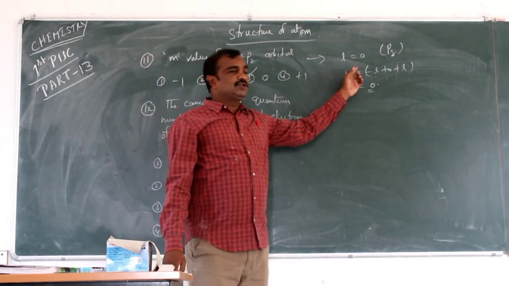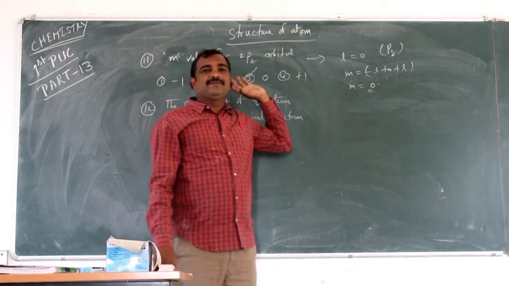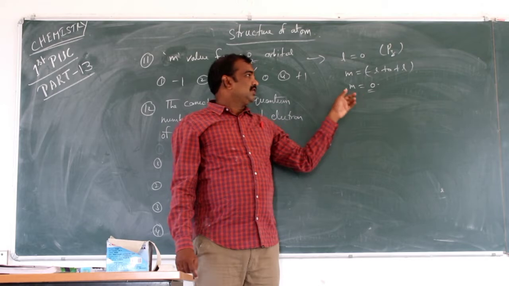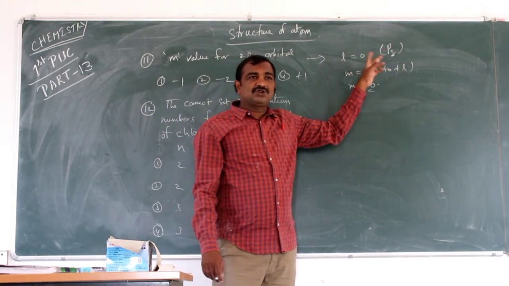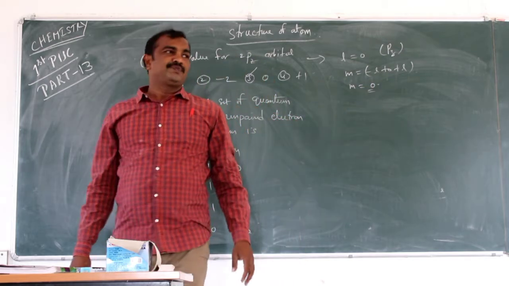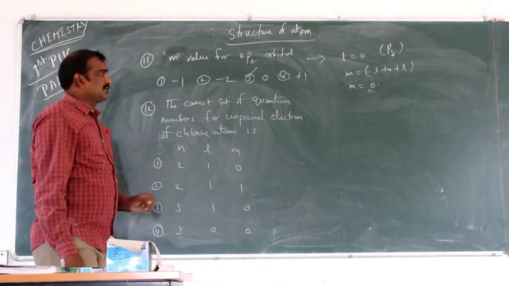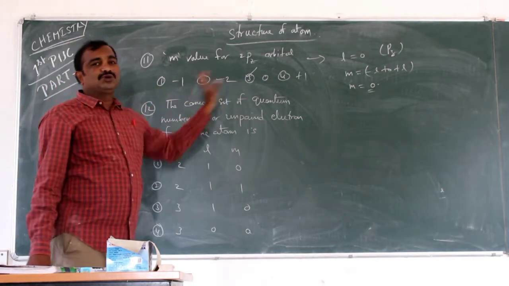So l is equal to 0. That means automatically, what is the m value? How can you calculate the m value by using l? m is equal to minus l to plus l, that is minus 0 to plus 0. That means m becomes 0. So that is the 11th question. The m value for a 2pz orbital is 0.